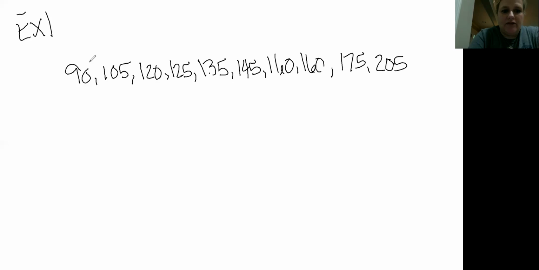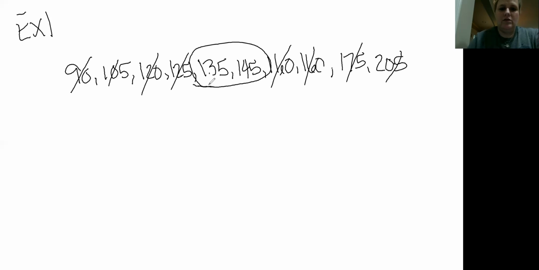But let's just start working our way to the middle. So we cross off the least, the greatest, the next least, the next greatest, next least, next greatest, next least, next greatest. And I end up with these two in the middle, 135, 145. So in the middle here is going to be 140, but let's check.